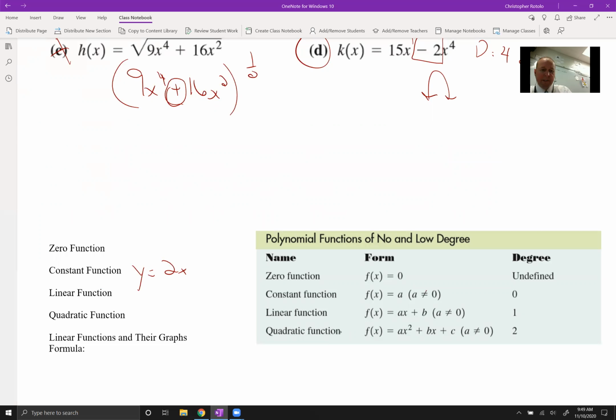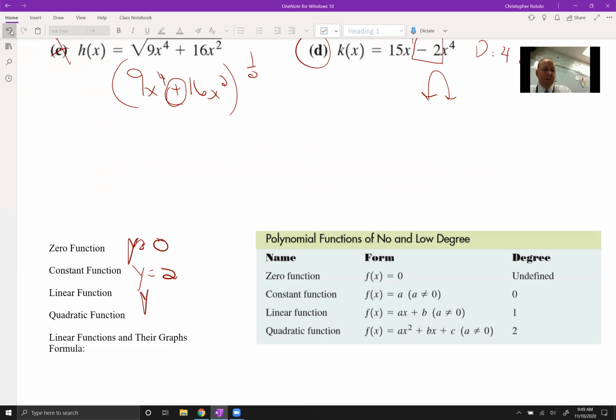Oh, wait, got ahead of myself. That's going to be linear. Let me undo that. Okay, so constant means I get just plain old 2. We get that number. Okay, so the 0 function had to be a 0. Linear function, y equals 2x. And now the pen's acting funny. There we go.